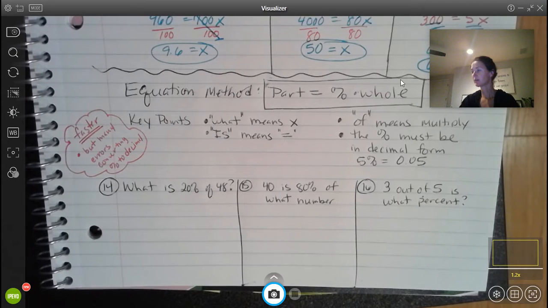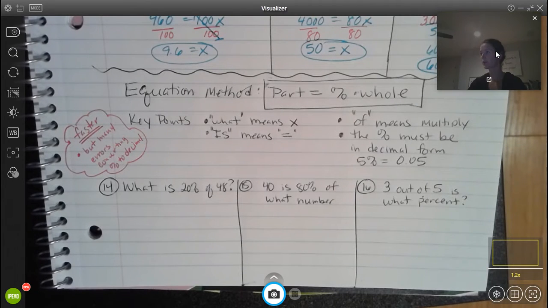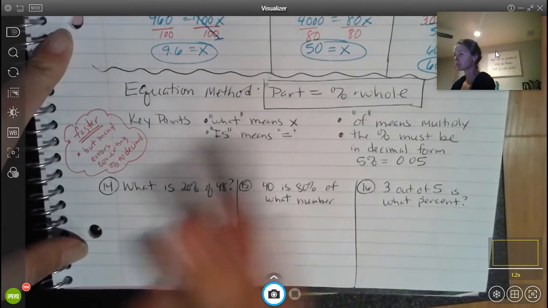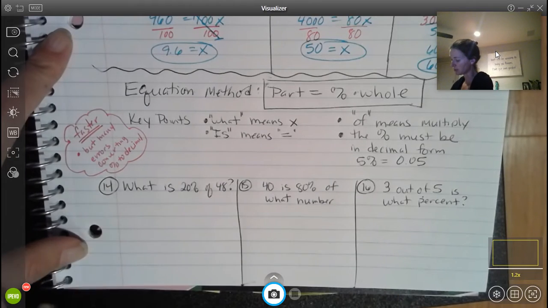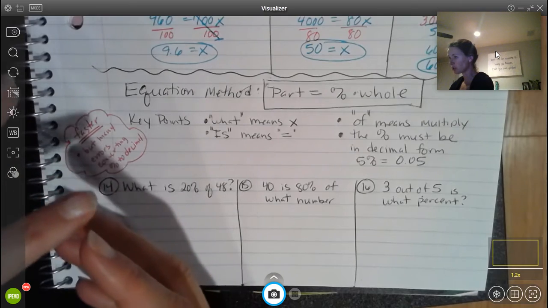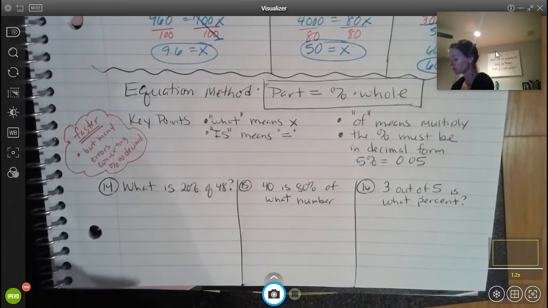Hi, we're going to do the second part of lesson 3-1, showing the shortcut method or the equation method. The equation method is what most adults use. It's a little bit faster, but not all adults use it. The concept here is that we've just rearranged that percent proportion into an equation that we can get through faster.